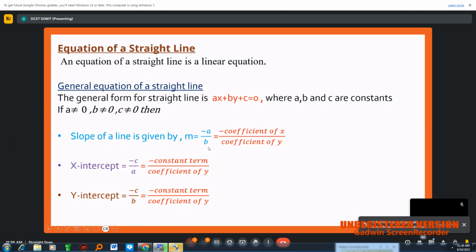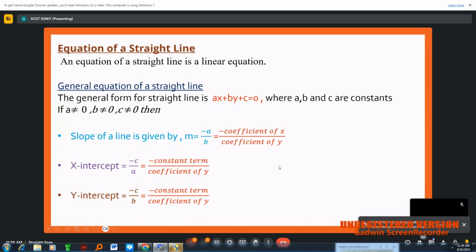So is it clear? Can we move on to the next? Everyone? Yes, ma'am. So that you should remember, okay? Slope, x-intercept and y-intercept, you should know. Slope is nothing but minus a by b. X-intercept minus c by a. Y-intercept is minus c by b. The general equation of a line is ax plus by plus c is equal to 0.